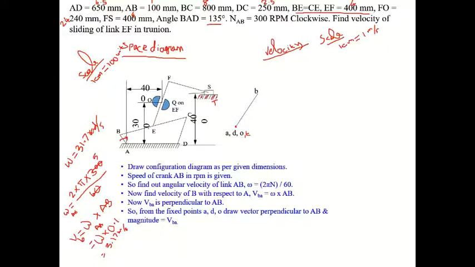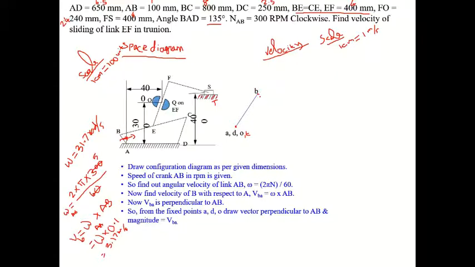Now AB is rotating in the clockwise direction, so it is moving in the upward direction. So draw a perpendicular line to AB. Here I have drawn a perpendicular line to AB. This is a perpendicular line to AB of length 3.17 centimeter. So I got AB.